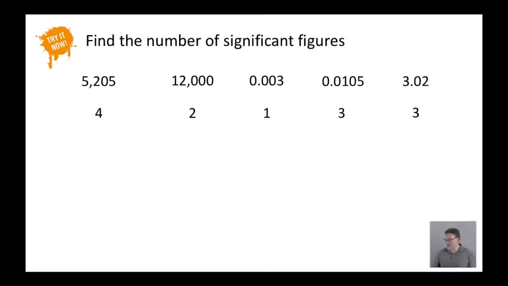Welcome back. Well, the first one, you can see there that we started at the 5 and ended at the 5. Everything in between are digits that are significant, for a total of 4 significant digits.